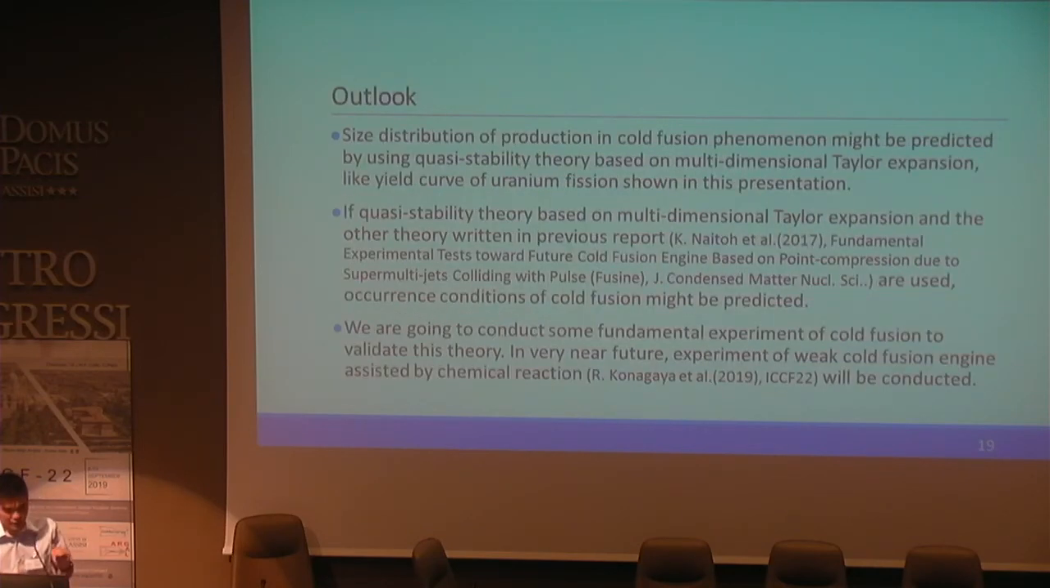Here is the outlook. The size distribution of production in the cold fusion phenomenon might be predicted by using quasi-stability theory based on multidimensional Taylor expansion, like the yield curve of Brownian fission shown in this presentation. If quasi-stability theory based on multidimensional Taylor expansion and the other theory written in a previous report, which was presented by Ken Naito in 2017, are used, occurrence conditions of cold fusion might be predicted.